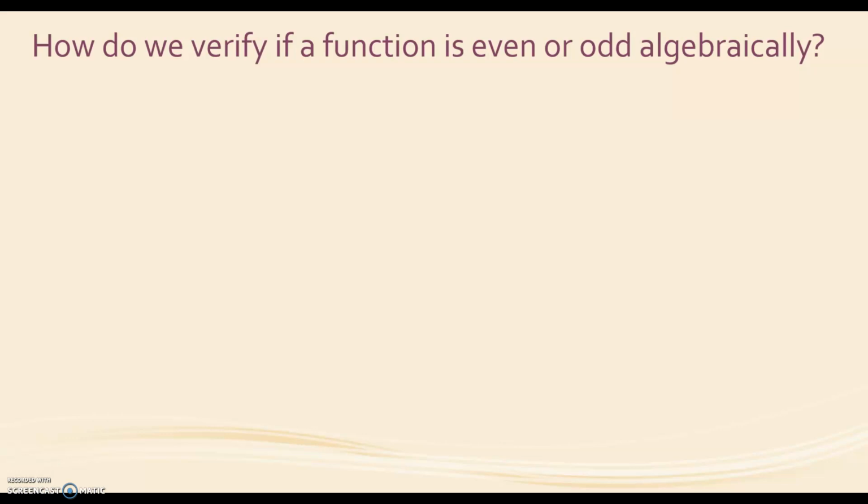So let's finish the conversation we have on even and odd functions. In the previous lesson, we talked about graphically how we distinguish whether a function is even or odd or neither. A lot of times we're not able to graph. What if I don't have a graphing calculator? Then how do I, from an equation of a function, distinguish whether the function is even or odd or neither?